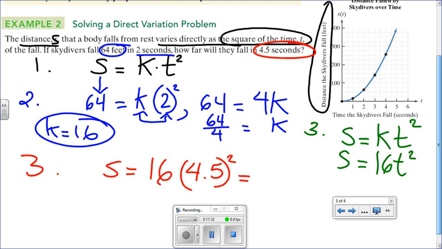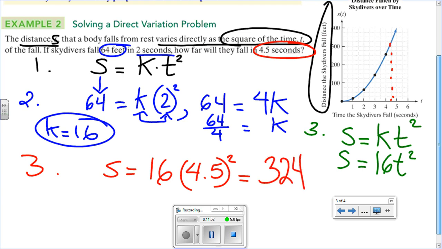Does anyone have 20.25? Say that again? 20.25. But times 16 also? Oh. Okay. Oh, come on. Yes. 324. Yeah, that sounds better.